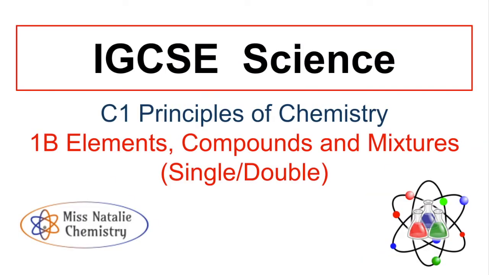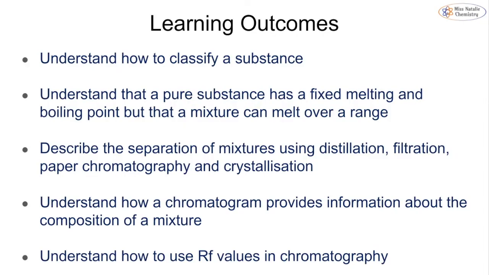In this video, we're going to be looking at topic 1B, elements, compounds and mixtures, and this is part of the IGCSE chemistry course from Edexcel. Now, the outcomes in this topic are seen in single, double and triple, so they are completely the same across each of the three levels.